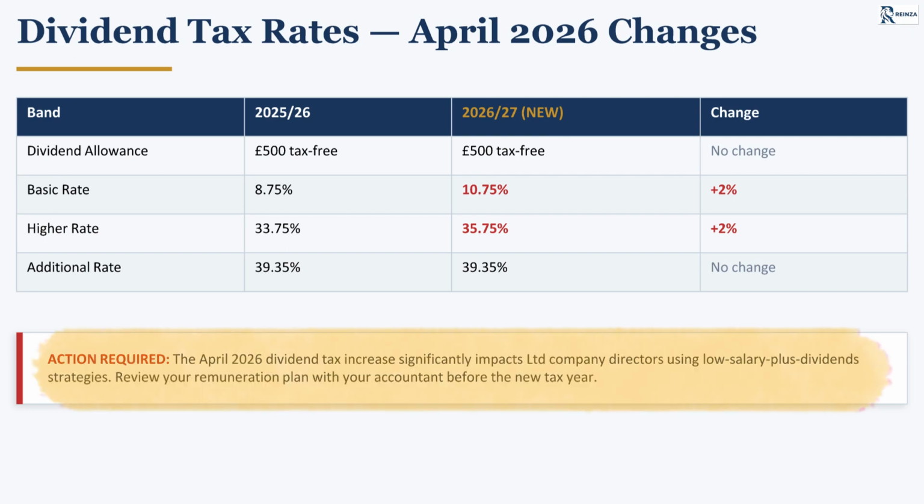Action required. If you are a limited company director, you should review your remuneration plan with your accountant before the new tax year begins in April 2026. There may be opportunities to bring forward dividend payments or adjust your salary and pension strategy.